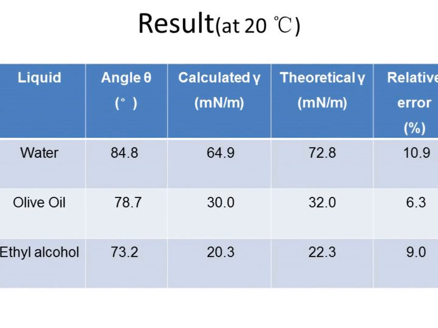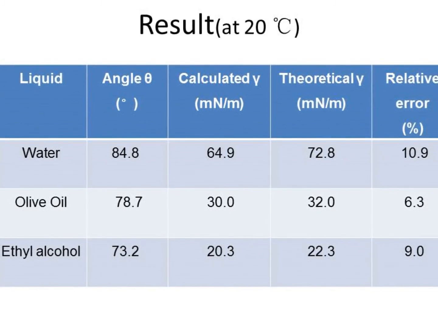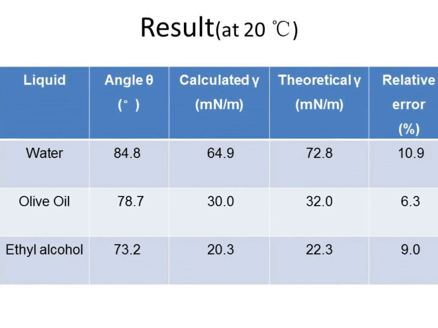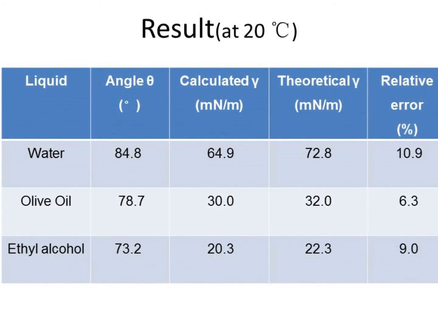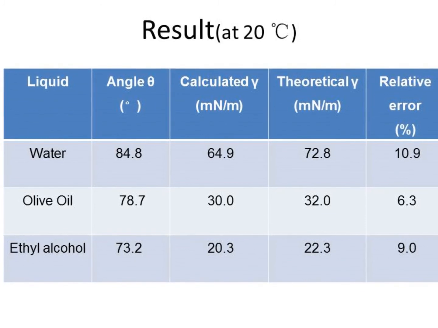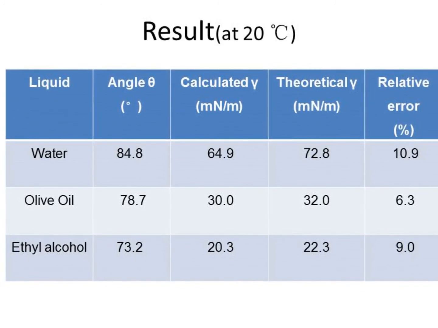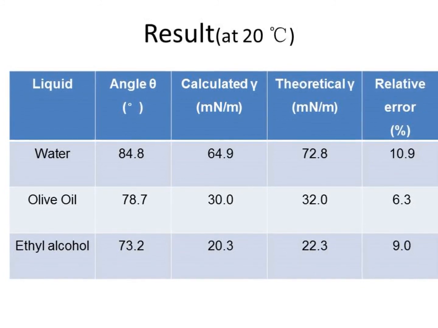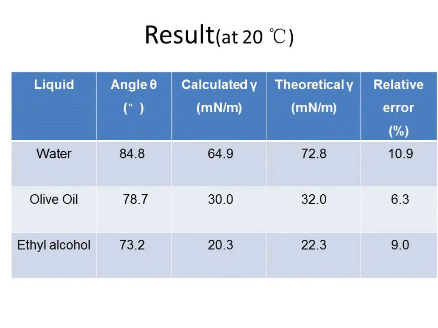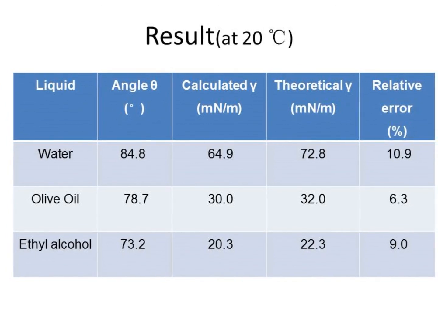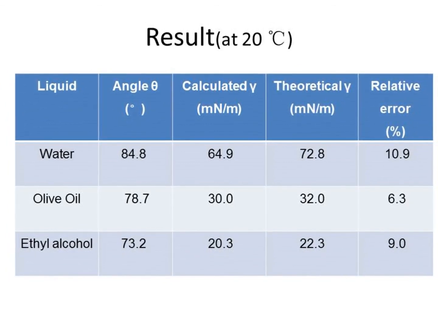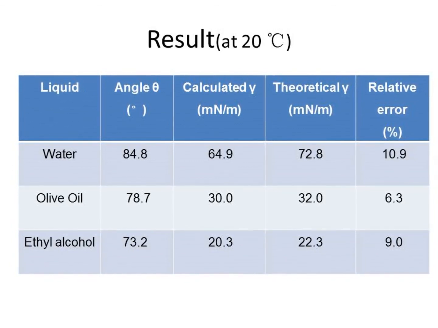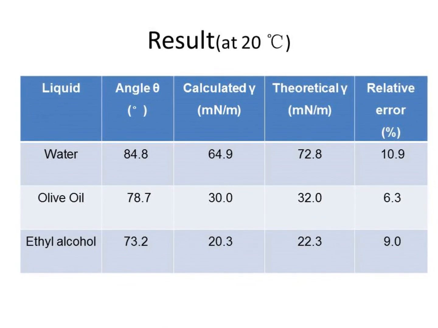The following table shows the calculated surface tension in millinewton per meter. Respectively, water is 64.9, olive oil is 30, and ethyl alcohol is 20.3. We also compared our calculated value with the theoretical value and calculated the relative error, as shown in the table. So we can see that water has the largest surface tension and ethyl alcohol has the lowest, while olive oil stays in the middle.